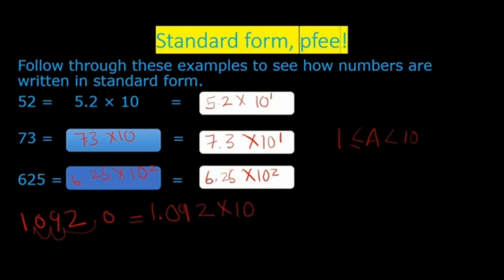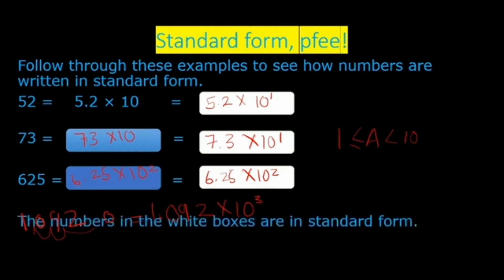The number of zeros is equal to the number of times the decimal point is moved to the left, which is equal to 3. So you can rewind this or pause and try out this method in these other problems and see if it satisfies this solving method, or if it satisfies the standard form and you still get the same answer. So those numbers in the white boxes are the numbers in standard form.